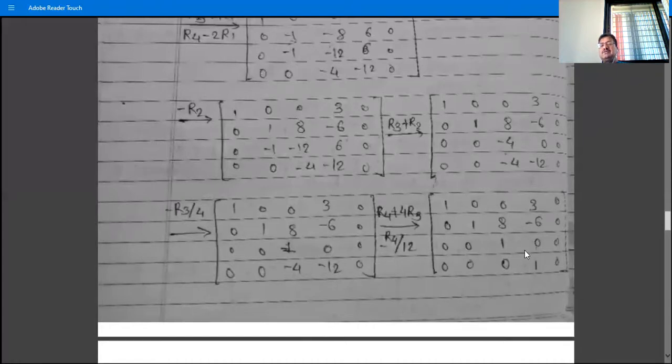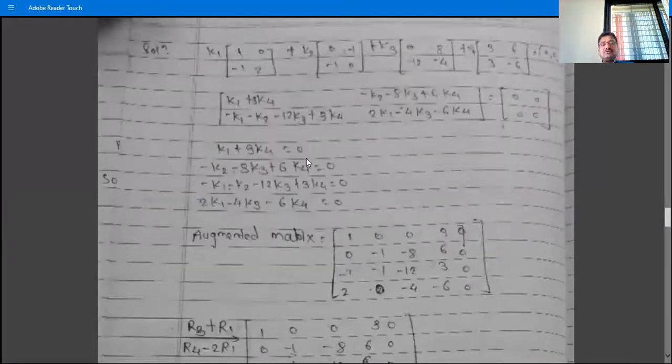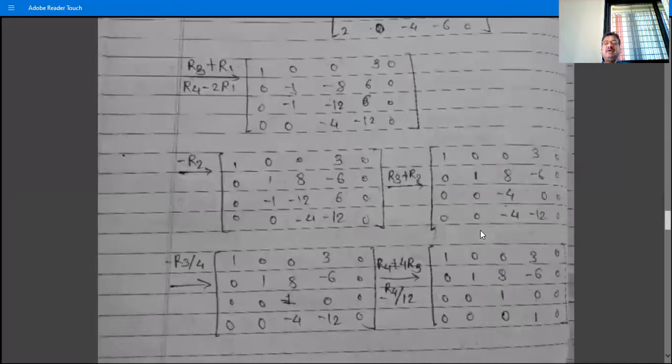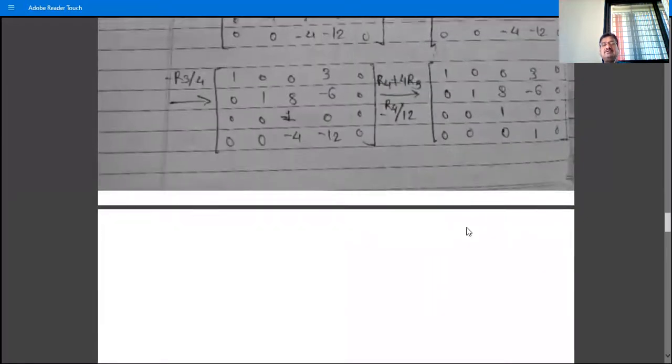So rank of A is 4, and this whole matrix is the echelon form of the matrix AB, and it also contains all non-zero rows, and therefore the rank of A and the rank of AB are both 4, equal to the number of unknowns. So this system has a unique solution, because the rank of A is equal to the rank of AB, equal to the number of unknowns. The number of unknowns is 4, K1, K2, K3, K4, and so the system has a unique solution.